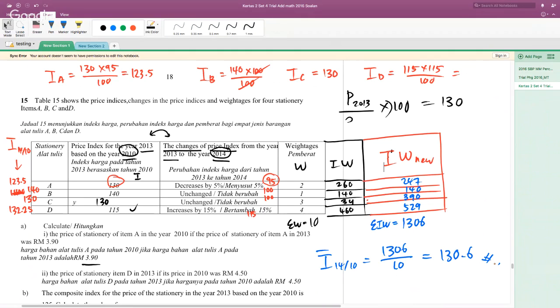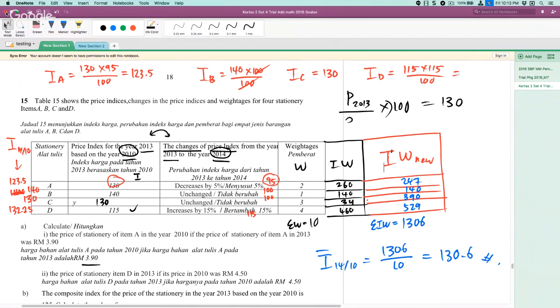This is a new index number. All right, this one is a little bit different from what you used to see. And then I will close it and open again for part D.